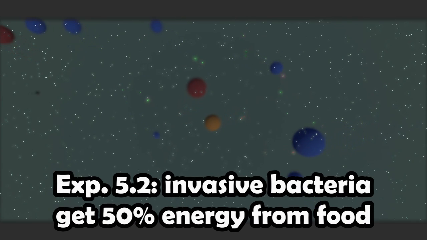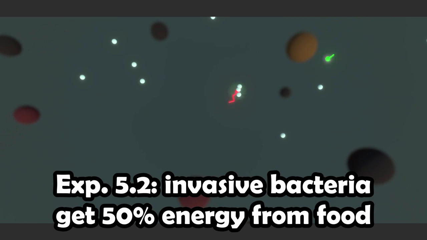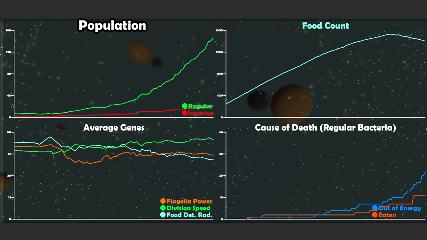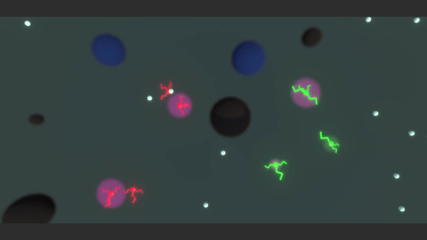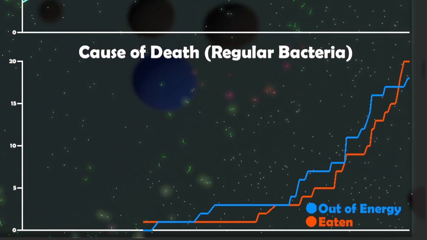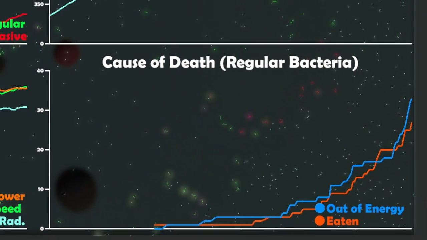To achieve this, I will change it such that they will get half as much energy from food compared to regular bacteria. This didn't really work, and I think it's because most regular bacteria just roam out of the map, as you can see here. So that was an issue on my end, so I fixed that, and now you can see that there was a lot more bacteria eaten compared to the previous simulations.